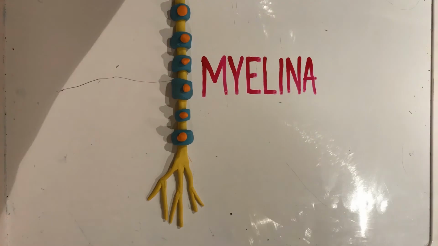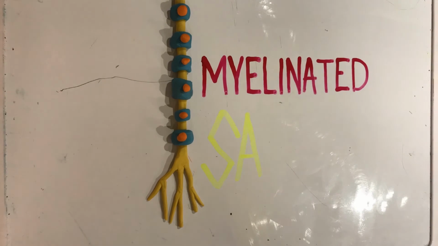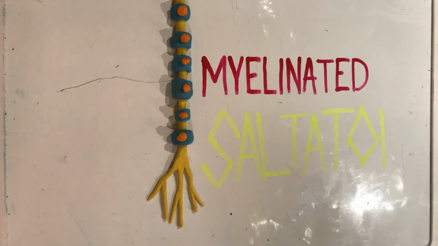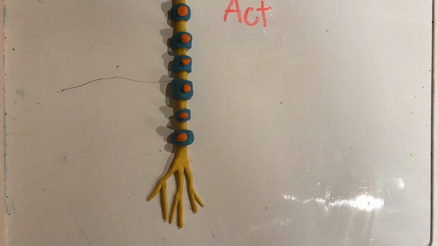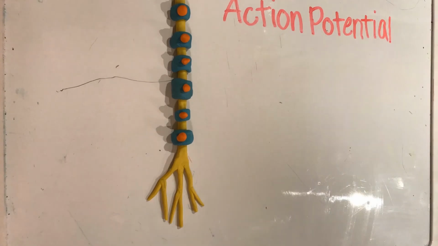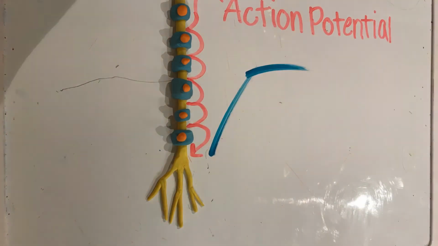Myelinated axons use saltatory propagation. That means that the action potential jumps from node of Ranvier to node of Ranvier, skipping the internodes. This makes this type of propagation very fast.